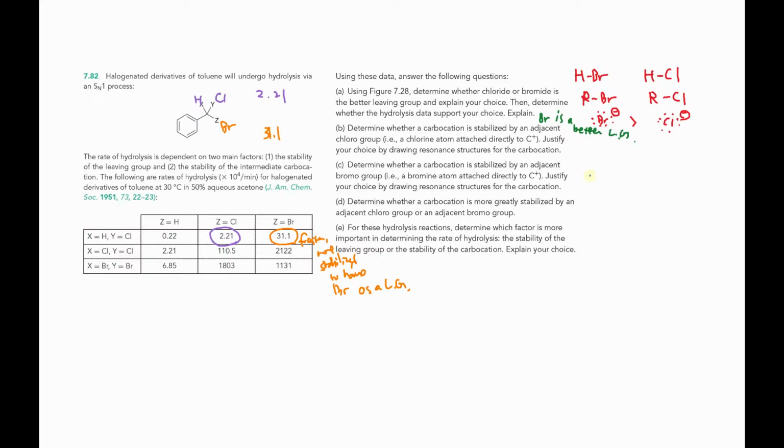Now let's do part B. Determine whether a carbocation is stabilized by an adjacent chloro group, a chlorine attached directly to the carbocation. Justify your choice by drawing resonance structures for the carbocation. Okay, so the answer to parts B and C will be yes or no.